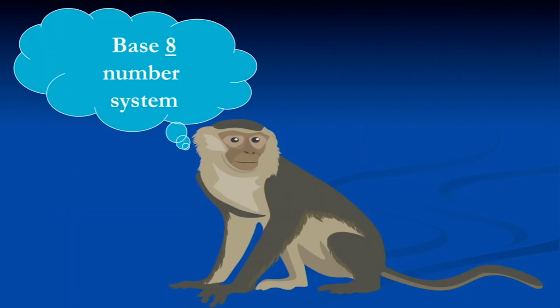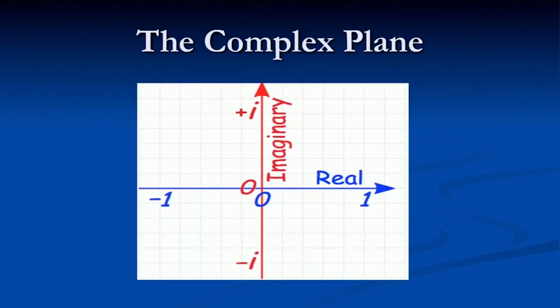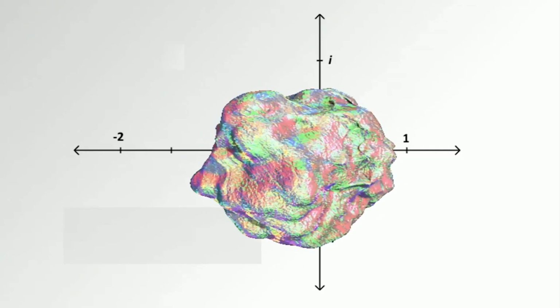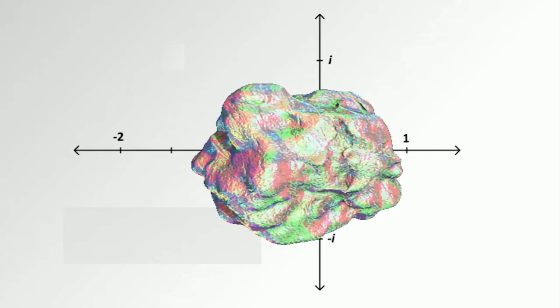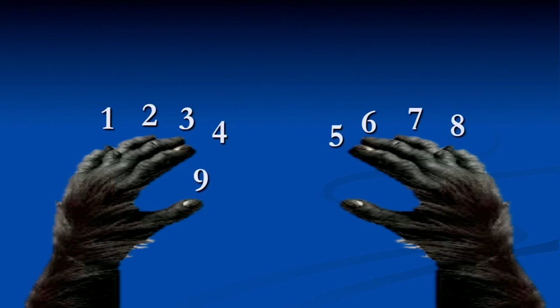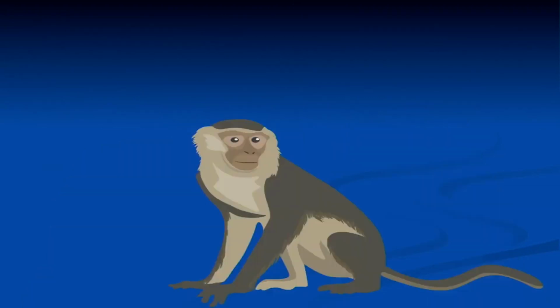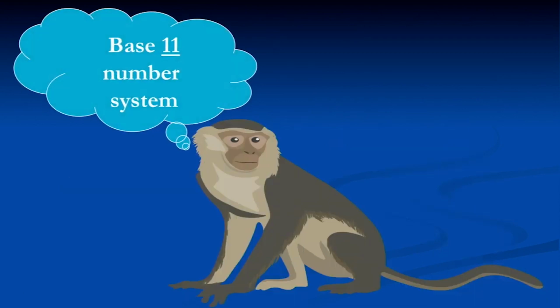But if you try to do this formula here with a base 8 number system in the complex plane, you end up with this shape. So something had to change here. God saw this shape and he was disgusted, so he added thumbs. So now the monkey's looking down at his hands and he's counting 1, 2, 3, 4, 5, 6, 7, 8, 9, 10. Uh-oh, God, what's this? The monkey's tail is now getting counted. 11? That's no good. Now the monkey has a base 11 number system.